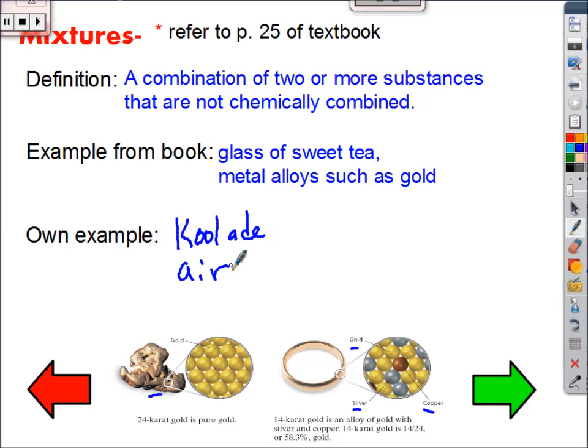But they're not chemically combined. If I get air cold enough, I can separate the different pieces of air out, the oxygen from the nitrogen, if I wanted to get those separate. So things that are combined, but not chemically combined, are called mixtures.